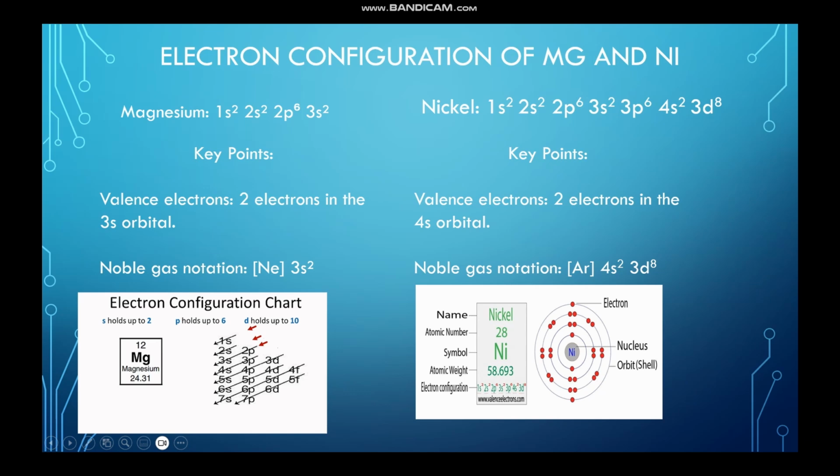So for nickel, we have two electrons in the 4s orbital. We can shorten this with our noble gas notation. And then here we just have a chart of the electron configuration. You see the outer shell, there's two electrons.